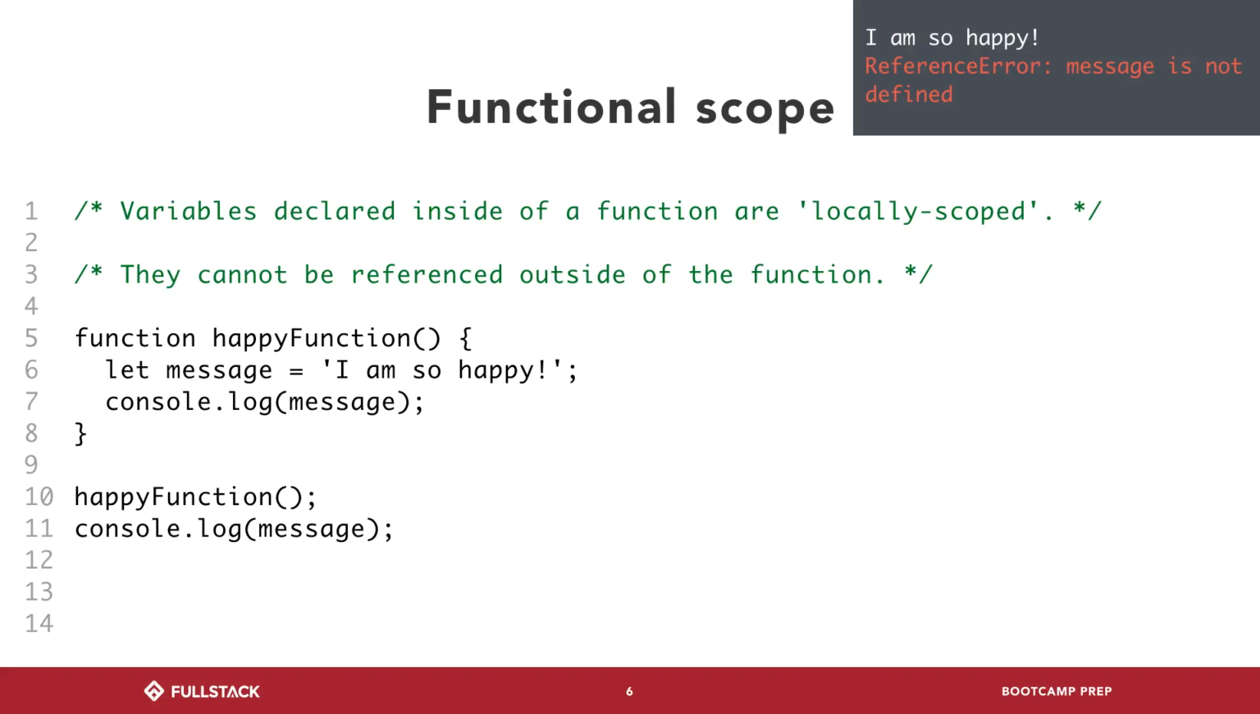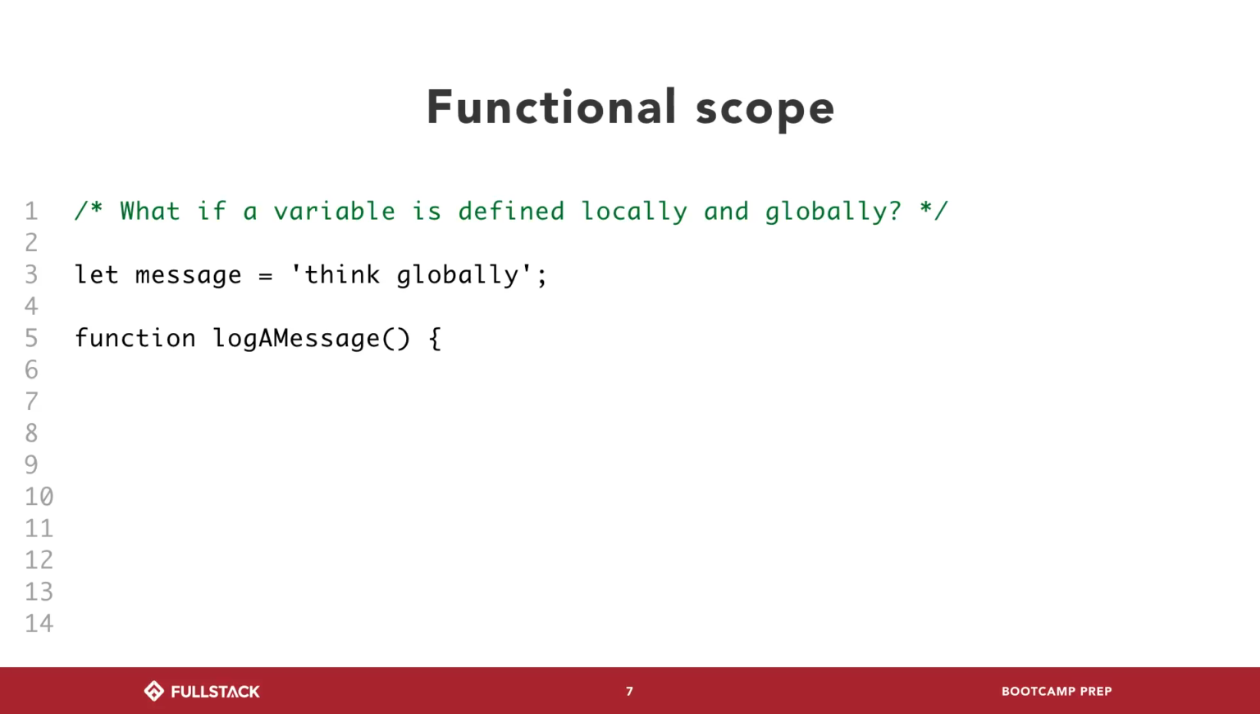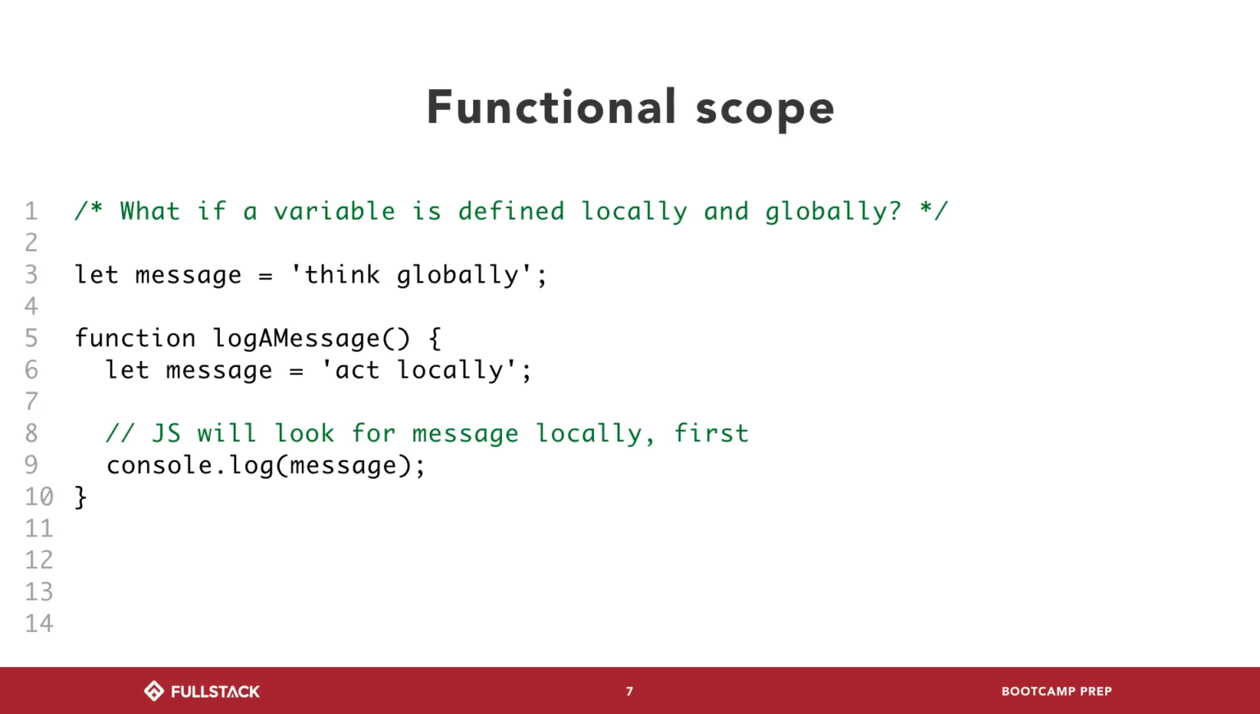But yeah, so this is the crux of scopes. If you're comfortable with this, then everything after this should flow really easily. What if a variable is defined both globally and locally? Or basically just, what if a variable is defined more than once? And literally this example that Josh just gave: I have a variable called message, I call something globally. I have a function called log a message, where I say act locally. And then in this function, I also try to console log out message.